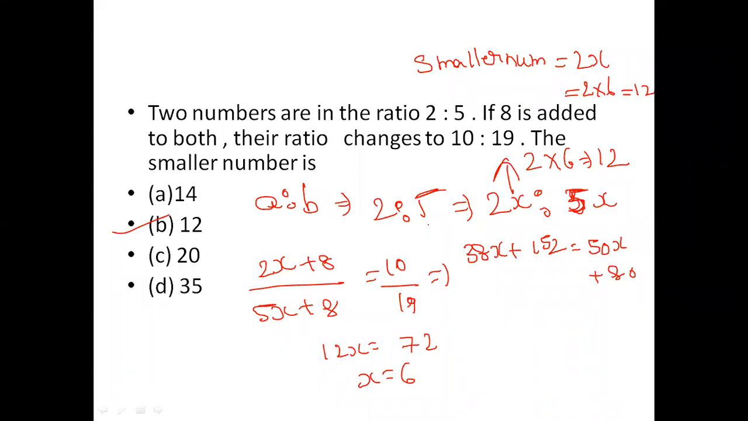So two numbers in the ratio 2:5, guys. 8 is added to both, meaning both numerator and denominator. After that, the ratio is changing to 10 divided by 19, and the only thing we need to concentrate on here is the common part of the calculation. So the x value is 6, which we got from the calculation. So x is 6 and we will be calculating 2x, multiplying it with 2. Smaller number is nothing but 12.